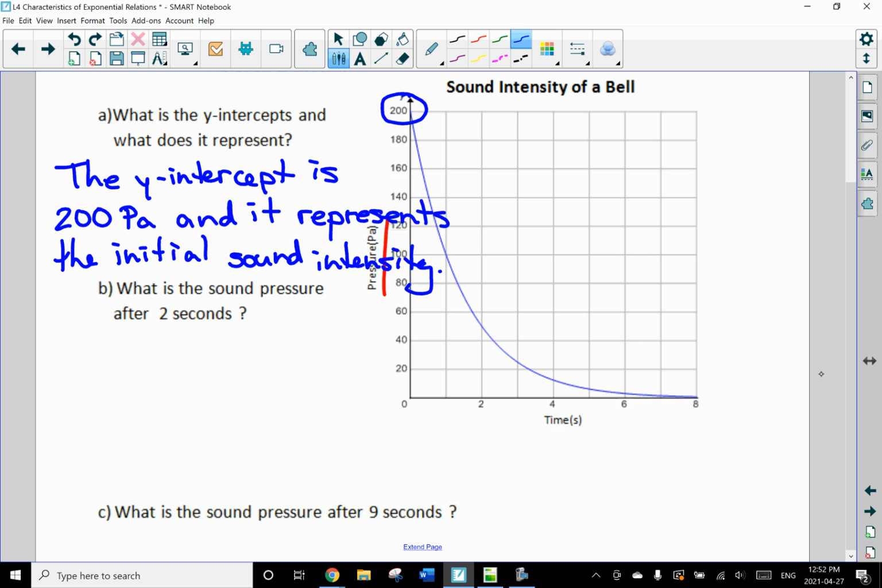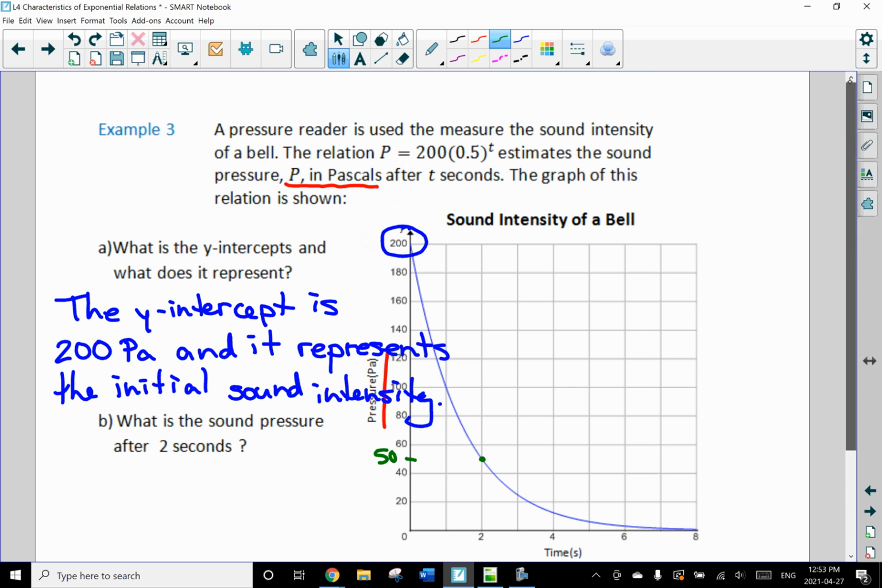So then it wants to know, what is the pressure after 2 seconds? Well, I can look at the graph and I can get a pretty good idea. This looks like 50, but that's me eyeballing it. That doesn't mean it's exactly 50. So we get a rough estimate. We should get an answer that's around 50, but we have to use this equation, and we're going to have to plug in a time of 2.